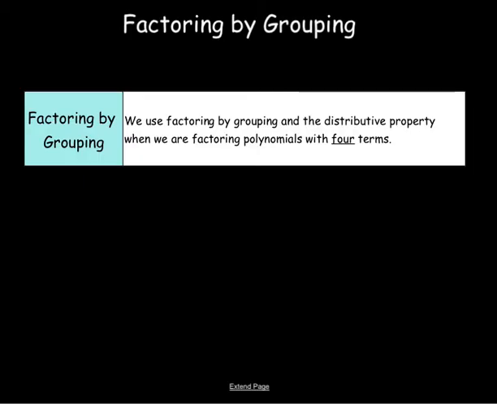To start off with, when we do factoring by grouping, we're going to use basically that idea of the distributive property, and this factoring by grouping method is typically used when we have four terms. So we're going to take a look at how we can use the distributive property to factor by grouping when we have four terms. If you need more time to write that down, feel free to take that time.